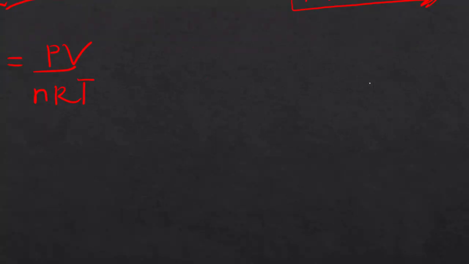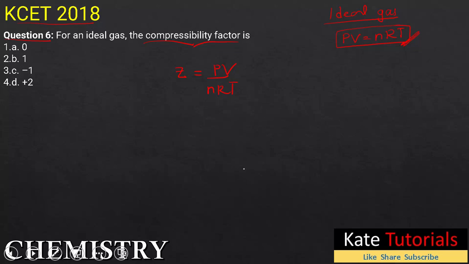So what is the question? They have asked, what is the compressibility factor of an ideal gas? Compressibility factor is represented by Z, which is nothing but PV upon nRT. For an ideal gas, I can substitute PV is equal to nRT. If I substitute nRT divided by nRT, this cancels out and it is 1. So for an ideal gas, the compressibility factor Z is 1.